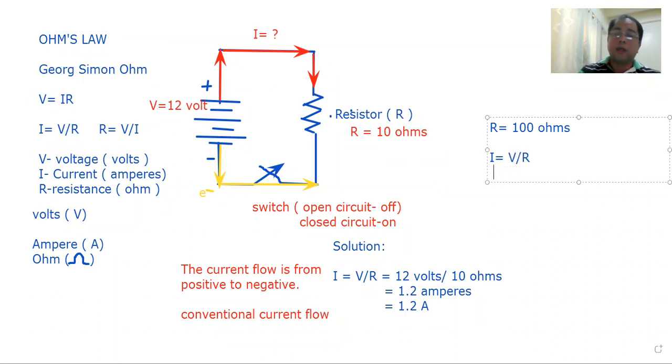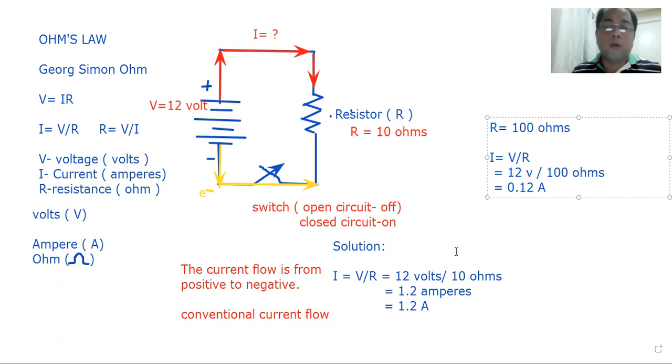So how much will be our current now? So again, that will be 12 volts divided by 100 ohms. And therefore, that will now reduce the current to a small value, so 0.12 ampere. So it is small. So again, resistance and current have a reverse or an inverse relationship. So increasing resistance, again, directly affects the value of our current.